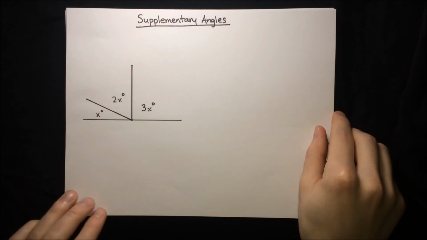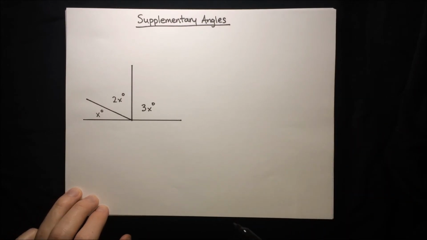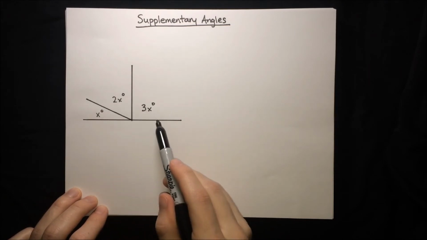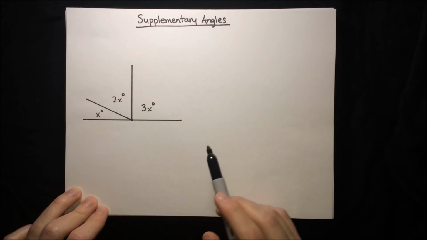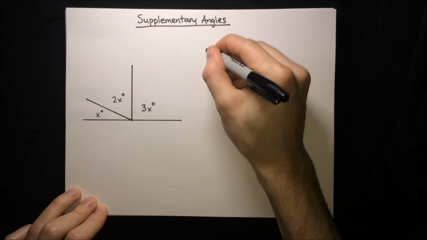We can also extend the idea of supplementary angles to 3 or more angles. For example, here we've got 3 angles, which form a straight angle when they're put together. So the sum of all their measures has to be 180 degrees. So we can just add to set up an equation to solve for x.